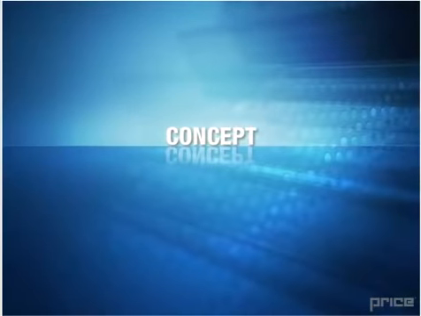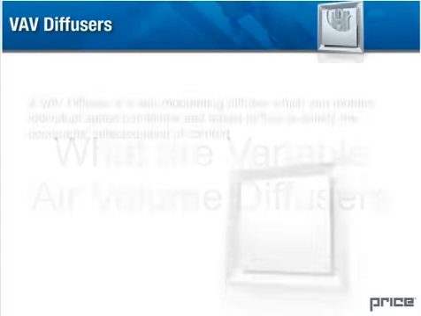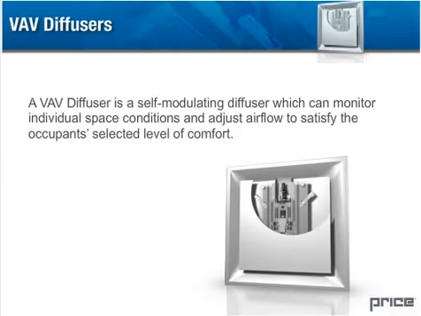Concept. What are variable air volume diffusers? A VAV diffuser is a self-modulating diffuser which can monitor individual space conditions and adjust airflow to satisfy the occupant's selected level of comfort.